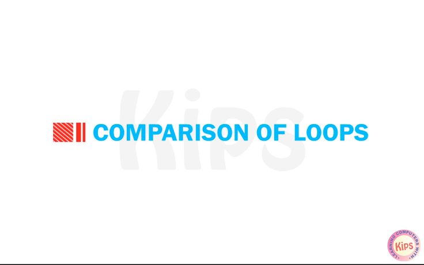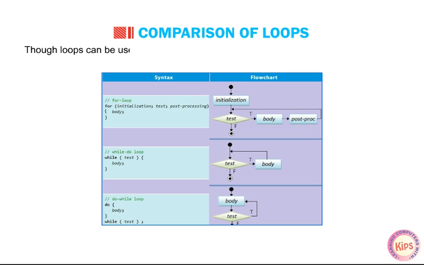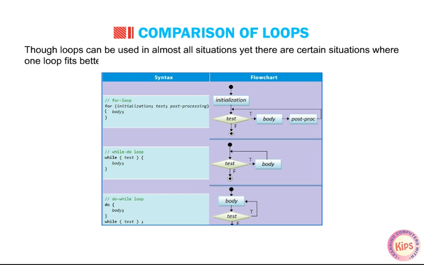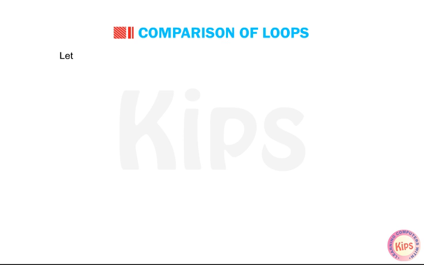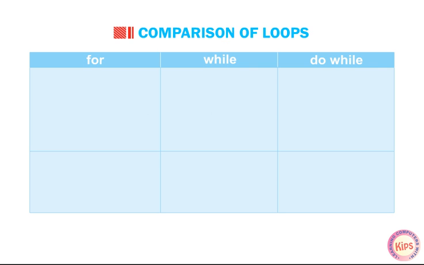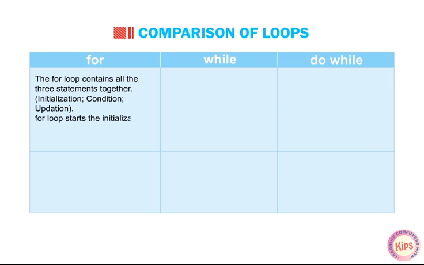Alright, let us understand comparison of loops. Though loops can be used in almost all situations, yet there are certain situations where one loop fits better than the other. Let us have a glimpse of the comparison of loops in the following table. For, while, do while. The for loop contains all the three statements together: initialization, condition, updation. For loop starts the initialization process and repeats a particular task for finite number of times.